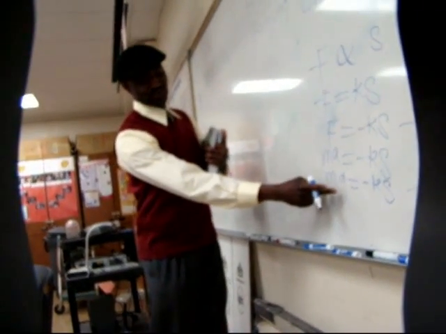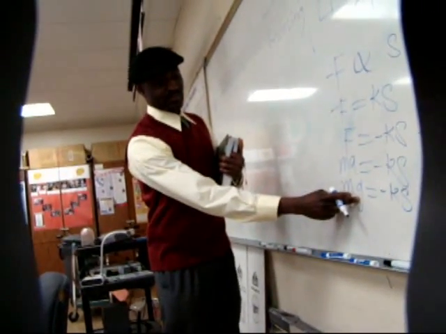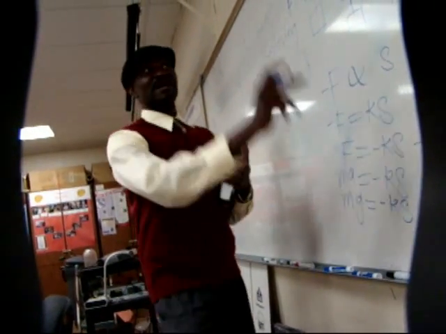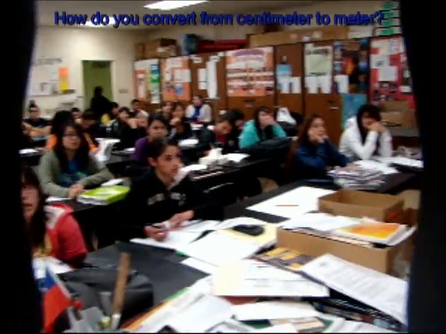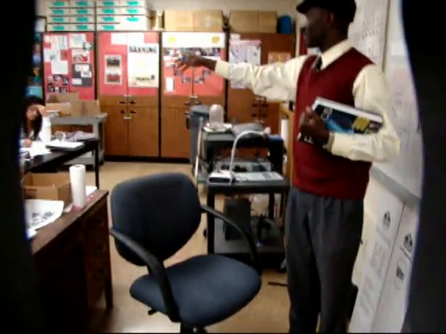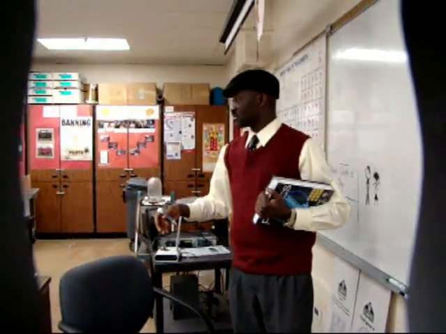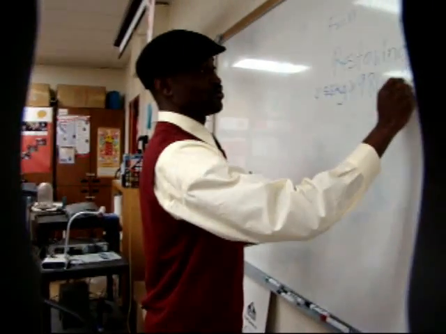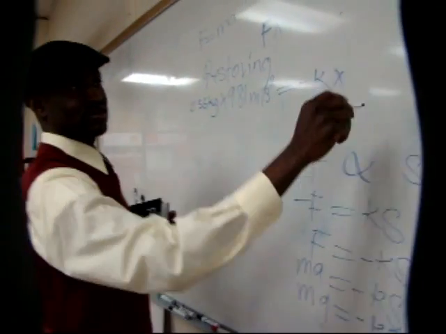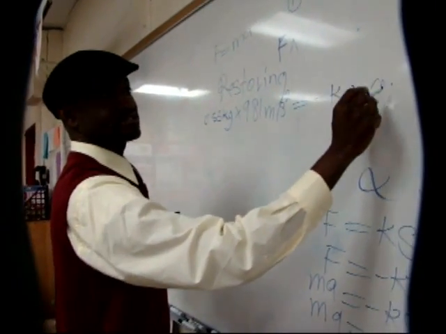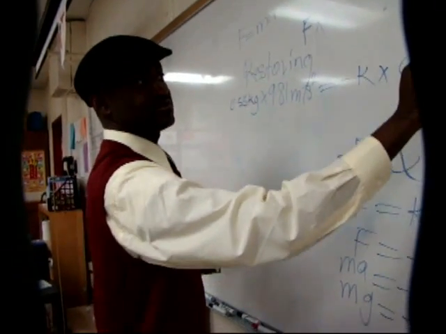Now we know the mass, we know the acceleration due to gravity. We also know the displacement. However, the displacement is in centimeters. So we have to convert that to what? Meters. So what do we do? Divide by 100. And that will give you what? Minus K multiplied by what? 0.02 meters.